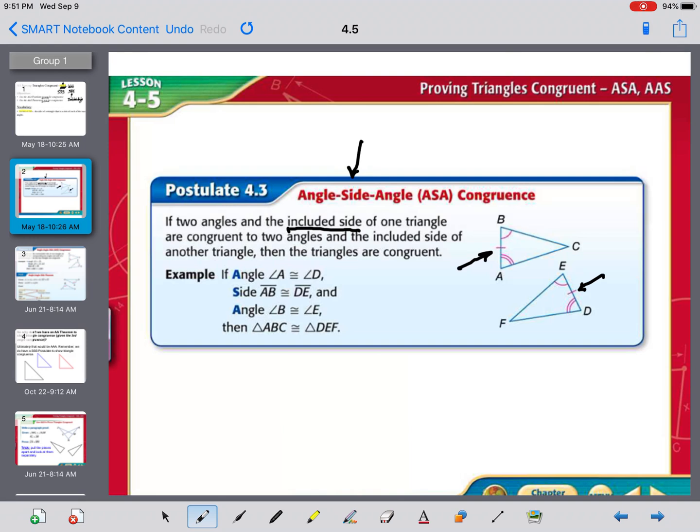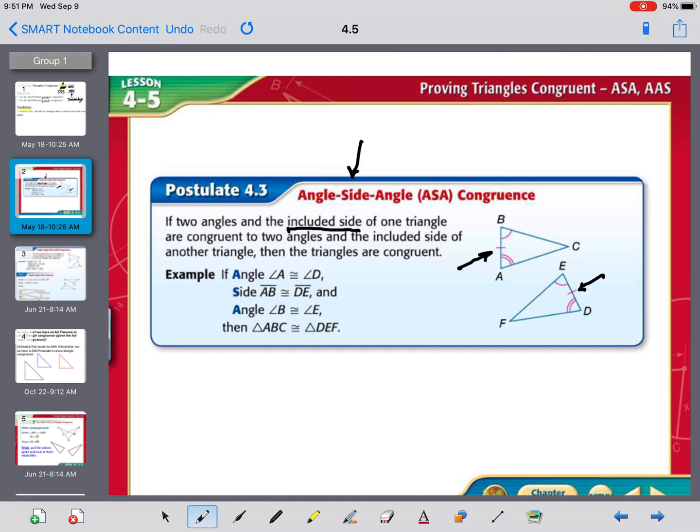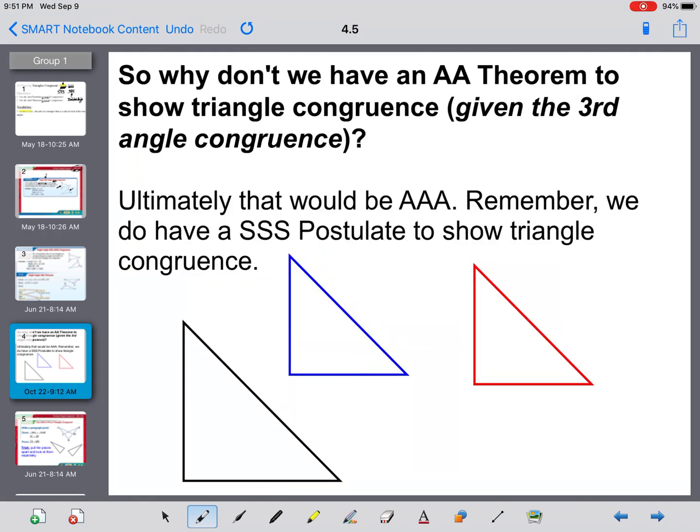So as I said, this is the angle side angle where the side is the included side. It says that here, included side. And you can see the included side between the two angles. It's the side that touches both angles. It's included in the two. So this is the same thing as this slide just blown up. This is what we're dealing with today. Angle side angle and angle angle side, just to reiterate that. This one is the angle side angle. We'll get to the angle angle side in a bit.